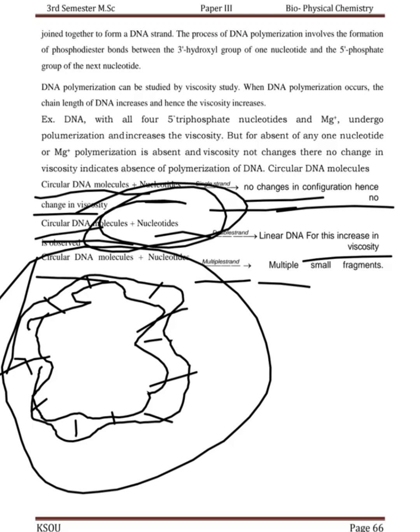So when there is no change in viscosity, that indicates absence of polymerization. When there is a change in the viscosity, the presence of polymerization of DNA can be identified. So this is the method we are going to use to identify whether DNA polymerization is taking place or not, depending on the viscosity.